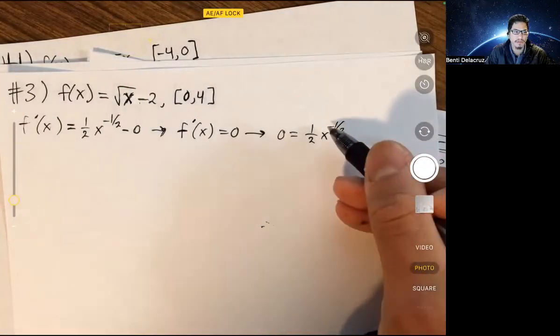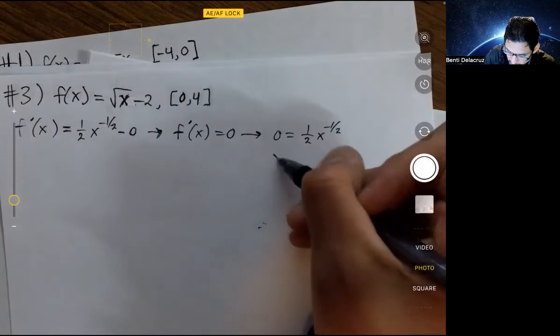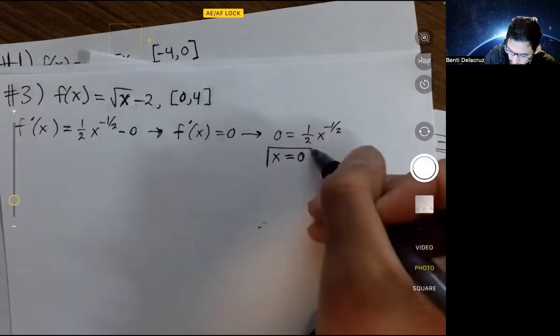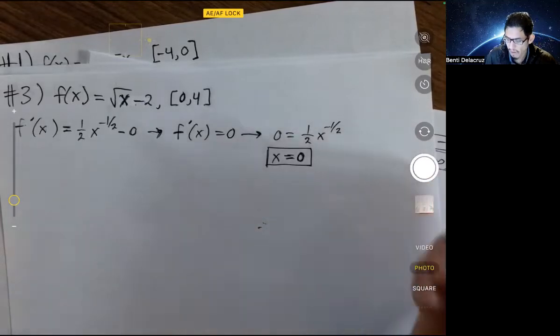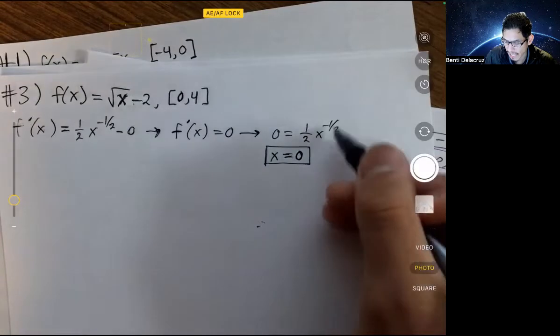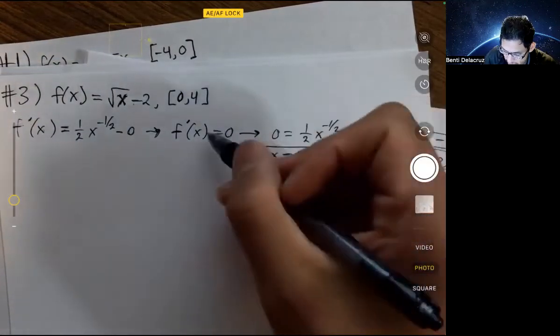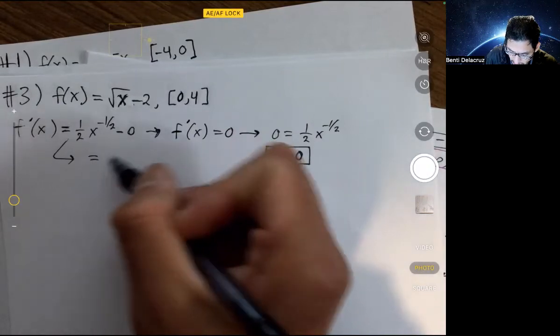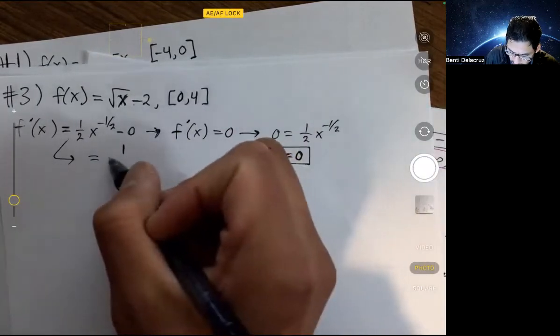Now this will be 0 at 0. So x will be 0. This will be 0 when x is 0. That's one of our critical values. But also, well, actually, no. That's not what I meant. Let me rewrite the function, I don't want to make that confusion. It's still a critical value, but for a different reason.